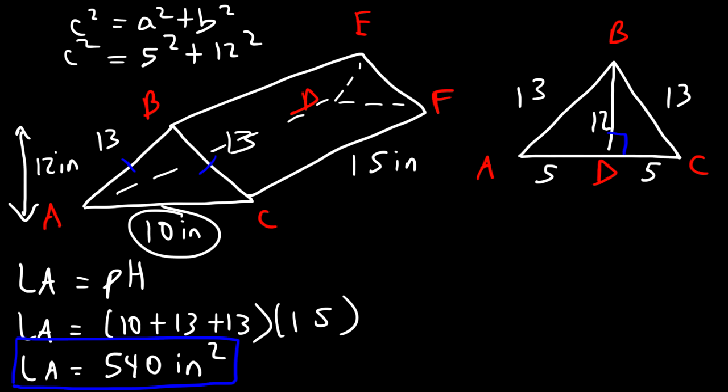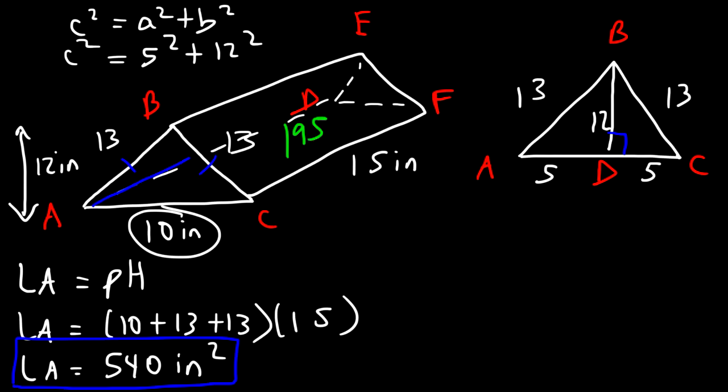For those of you out there who may not be familiar with this formula, you can also get the answer this way. So the area of BCFE, that's going to be 13 times 15. You can say length times width. And 13 times 15, that's 195.